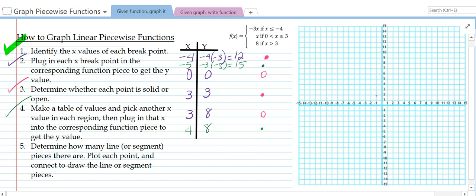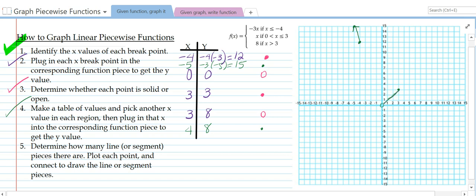So we're going to plot our points. -4, 12, that's a solid point. -5, 15. That's solid. And we draw the arrow. It goes on forever when x is less than -4. Second segment, 0, 0. That's open as we discussed. 3, 3. That's solid. We connect.